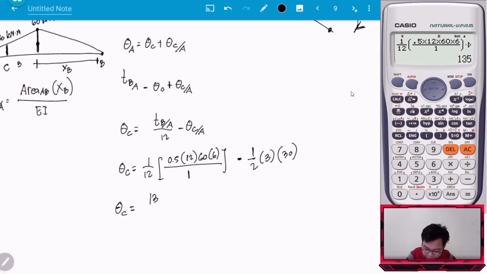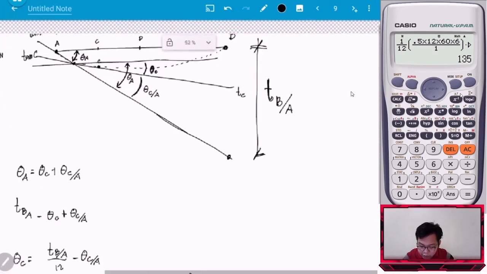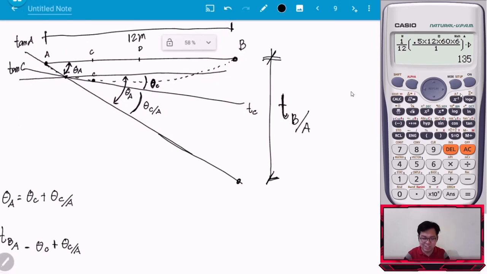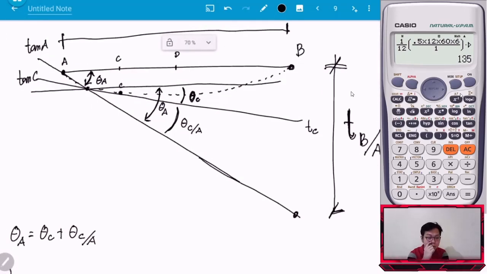135 over EI. Okay? Now, ito yung sagot natin para sa slope sa C using this method. Ito ba? From our figure. So, sorry. Tingnan nyo, di ba? Medyo mahirap, no? Pag hindi ka nakagawa ng figure, then you can actually not solve C. You cannot solve C.